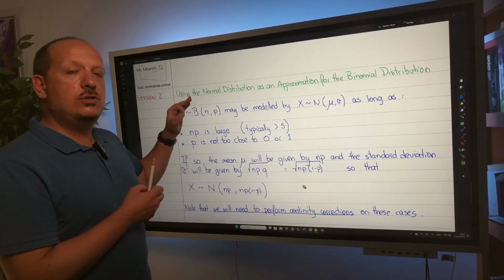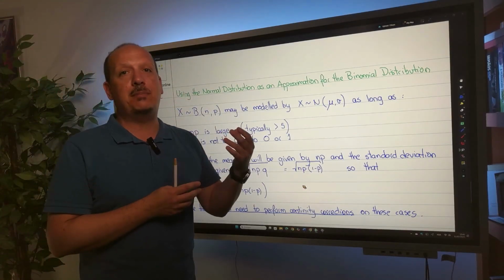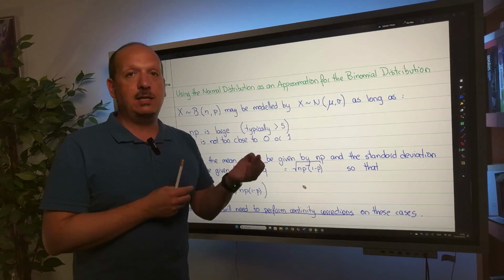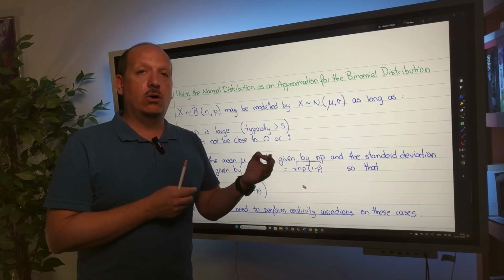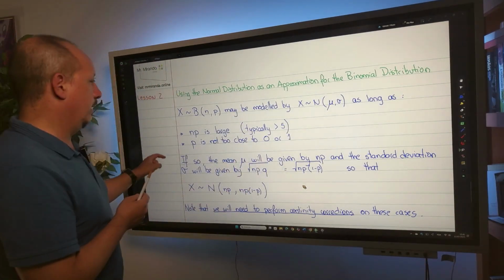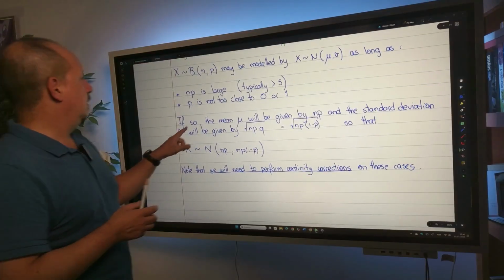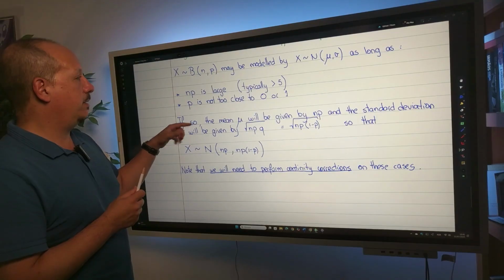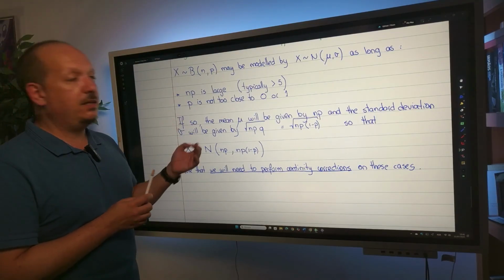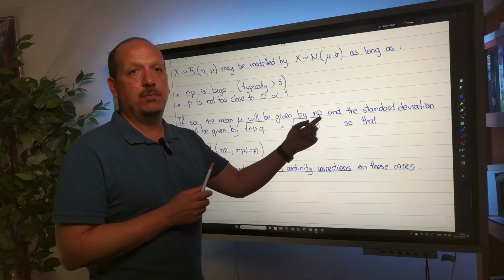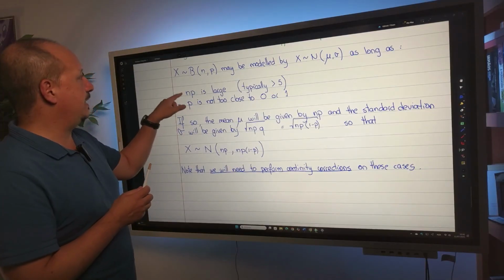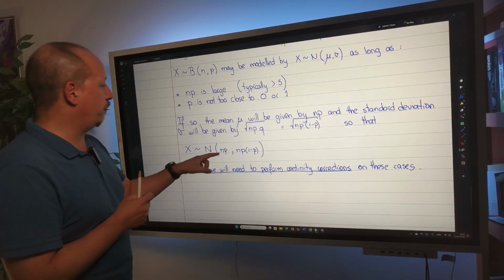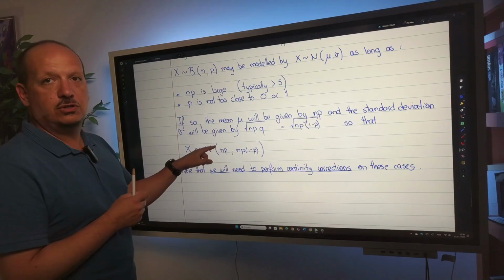But the normal distribution, as you know, has parameters, the mean and the standard deviation. So how do you get those? Well, you know that for the binomial distribution, the mean is just the product of np. So whatever the product is going to be your first parameter for the normal distribution, the mean.